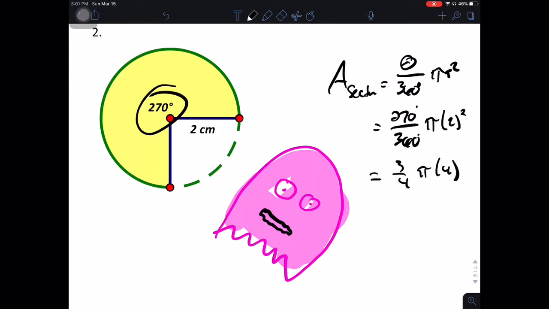And then we end up with 3/4 pi times 4. 4 divided by 4 cancels. This ends up being 3 pi square centimeters is the area of this sector.